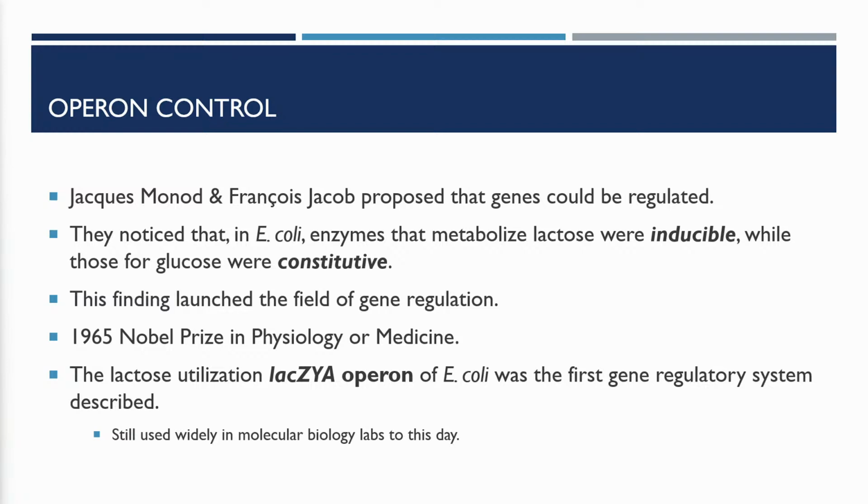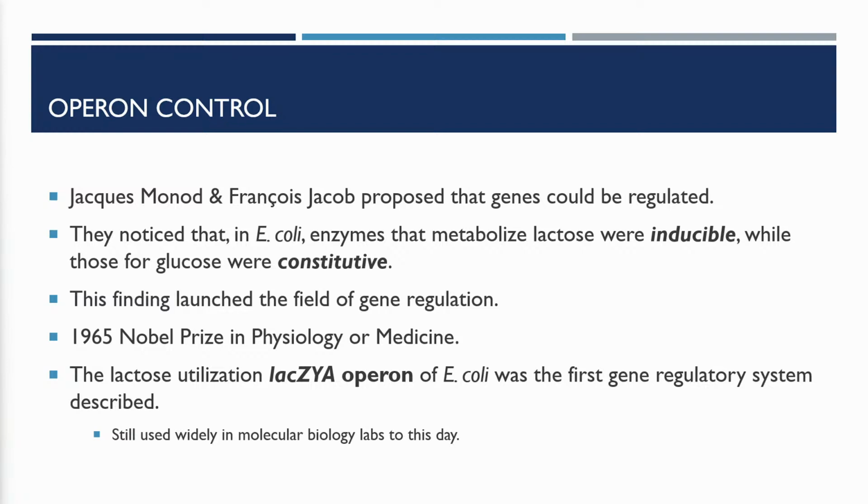Okay, so let's take some of these principles now and apply them to some operons. So we're going to talk about operon control. These two scientists, Jacques Monod and Francois Jacob, proposed that genes could be regulated. In 1961, they noticed that in E. coli, there's an enzyme used to consume a carbohydrate called lactose, and this enzyme was only produced when lactose was present.